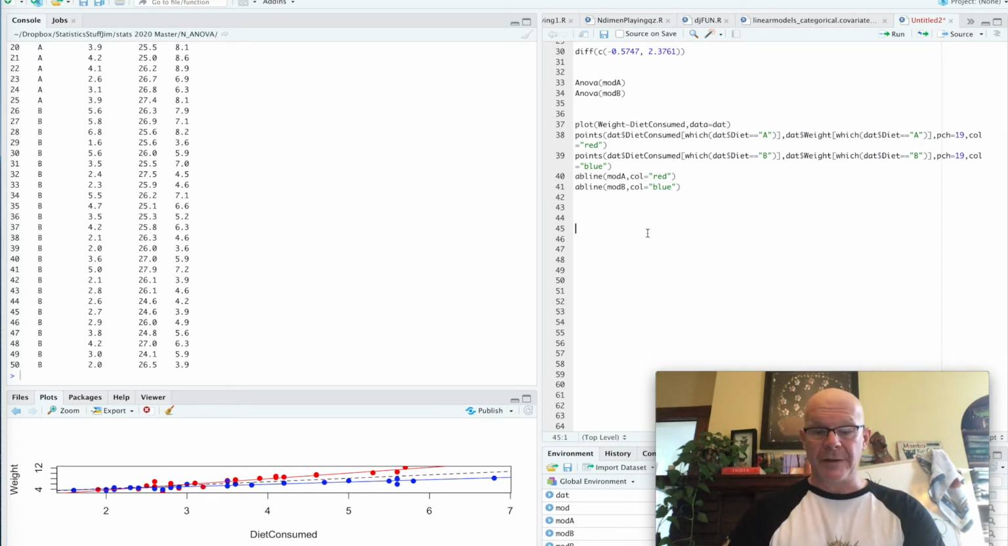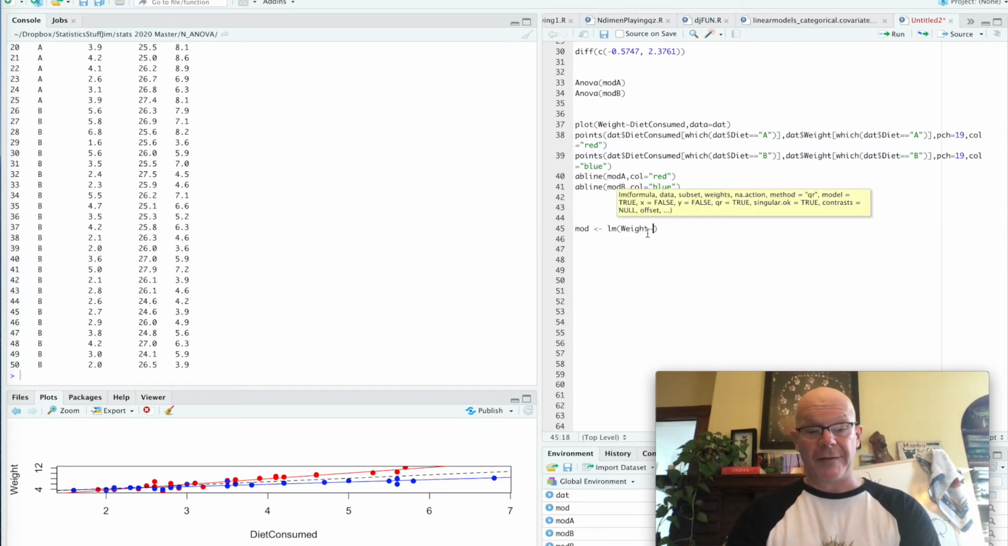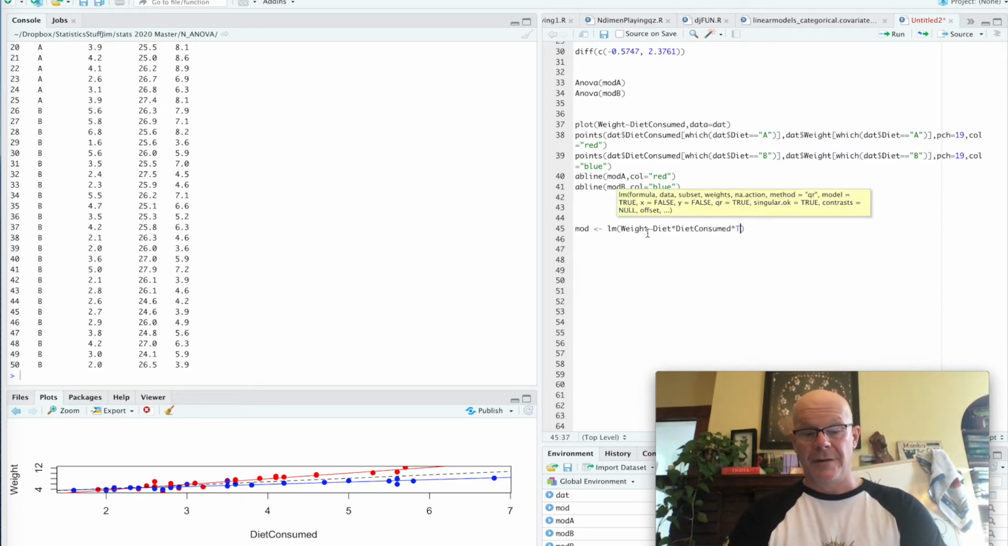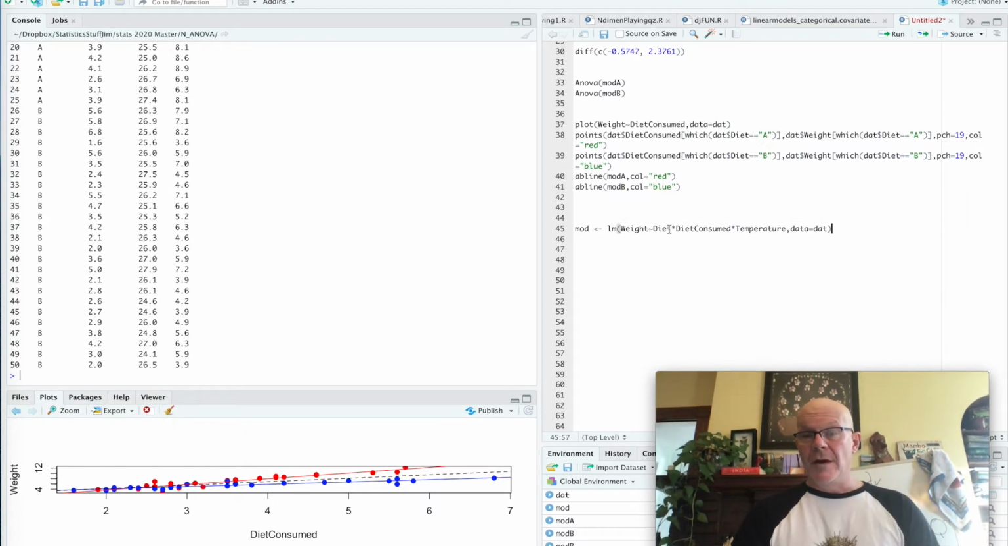Let's create a new model where it's going to be a linear model where we are going to predict weight as being some function of diet, and then we will include diet consumed, and we will include temperature. Data equals dat. Okay, so setting it up this way, what this is telling R is that we want to look at all the possible interactions, including in this case a three-way interaction, where you're looking for a non-additive effect if you include both diet consumed and temperature. Okay, and so we can go ahead and do that.